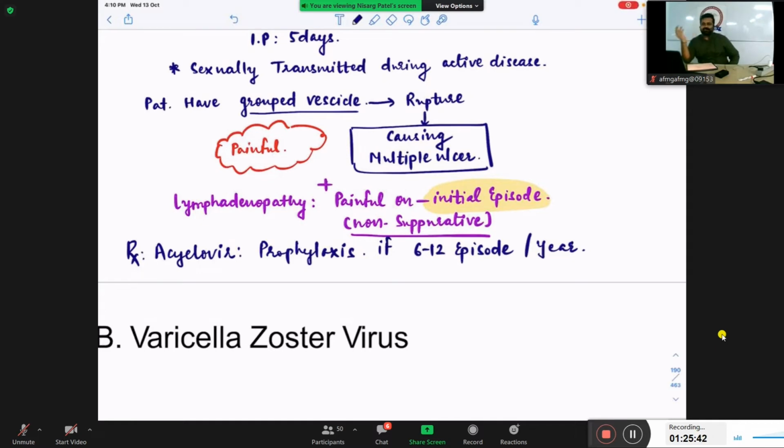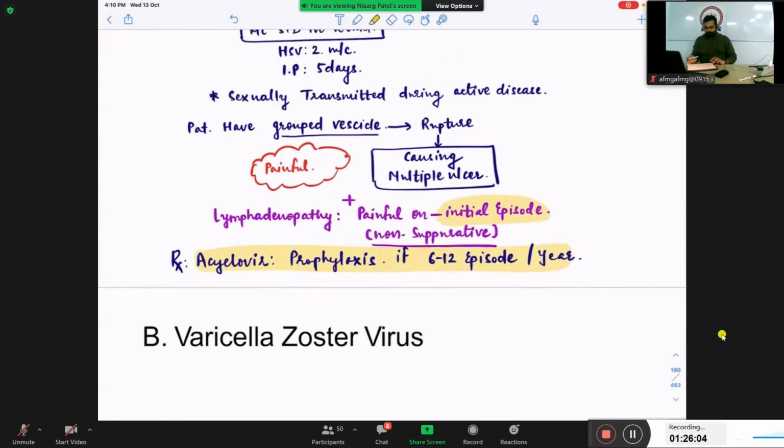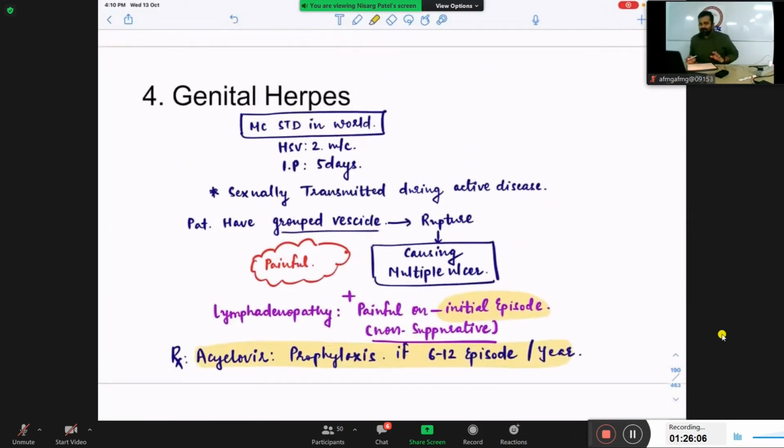If your patient is having 6 to 12 episodes per year, you will require to give prophylaxis with acyclovir. So when to give prophylaxis? Suppose she is having a fever of typhoid. Along with the typhoid medicine, what will you give? You will give acyclovir. The reason is she has a tendency to develop more genital herpes. So you have to give prophylaxis if she or he is having a high number of episodes of genital herpes. Okay. So this is about HSV1 and HSV2.